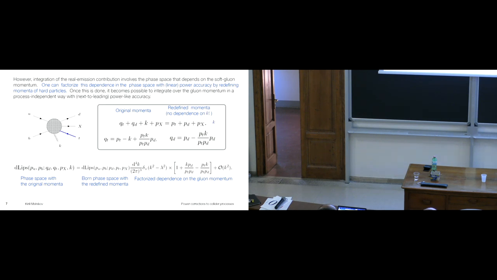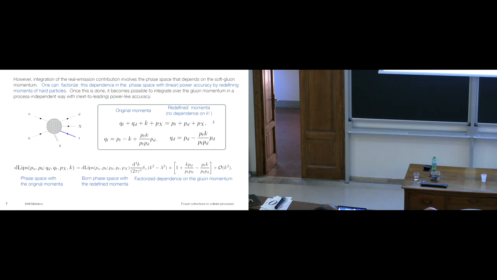But one can convince oneself that if you actually look at how this cutoff works in practice, then it only induces the quadratic corrections in the gluon mass and not linear corrections. So linear corrections are very special, and you can basically forget about the fact that you cannot integrate over the gluon momentum independent of what is happening here.